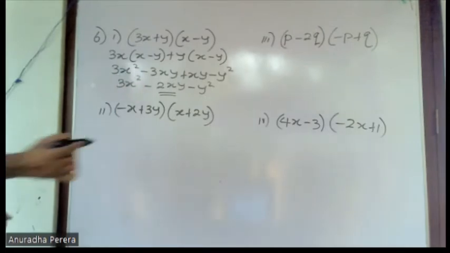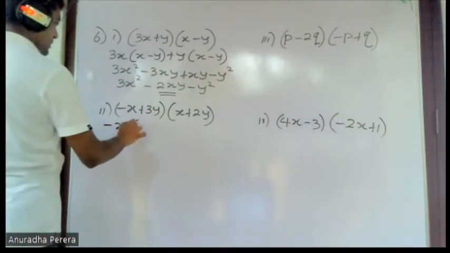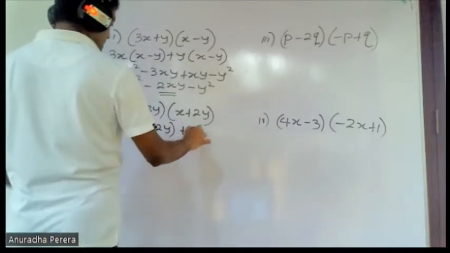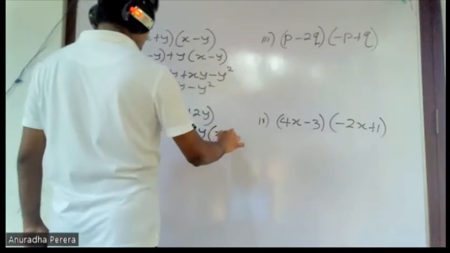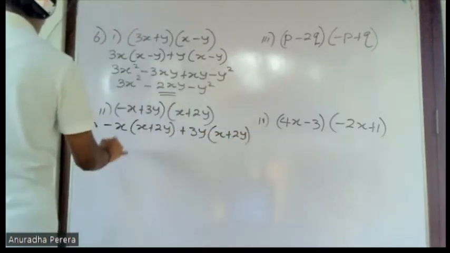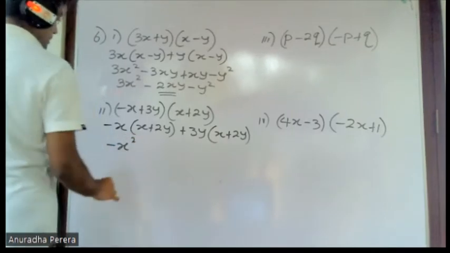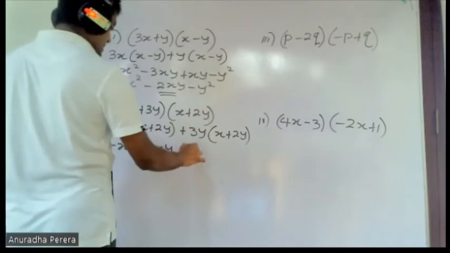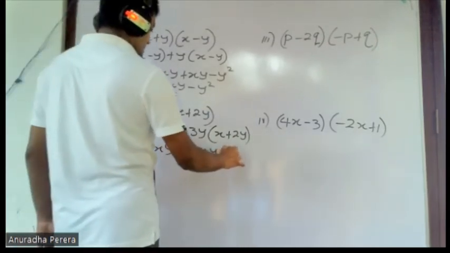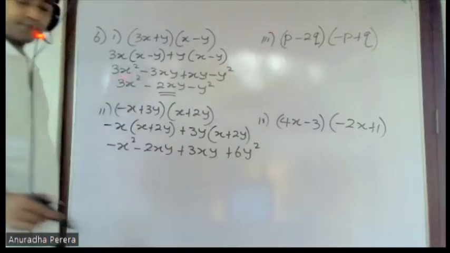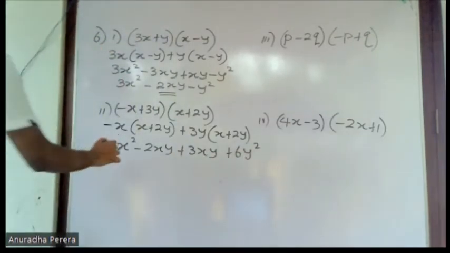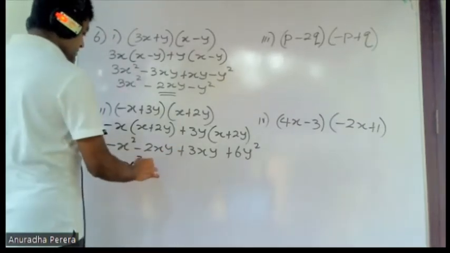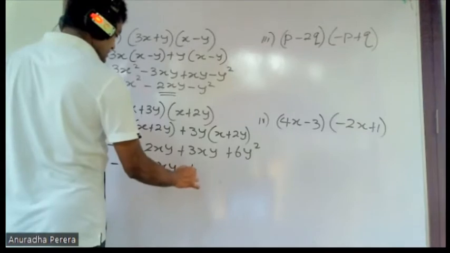Second question: minus x times x plus 2y, plus 3y times x plus 2y. Minus x squared, minus 2xy plus 3xy, plus 6y squared. Minus x squared, minus 2xy plus 3xy means plus xy, plus 6y squared.